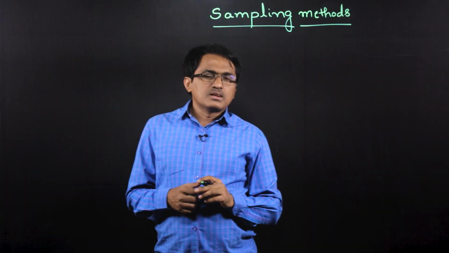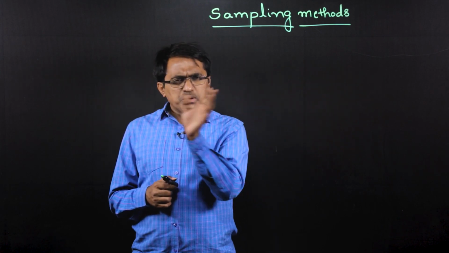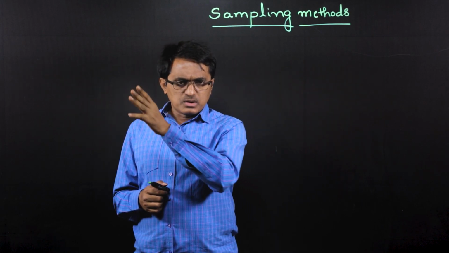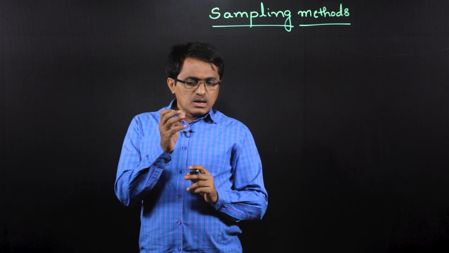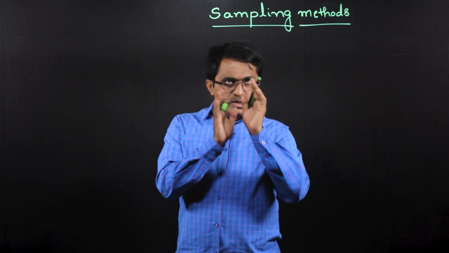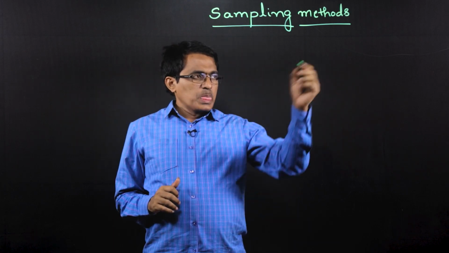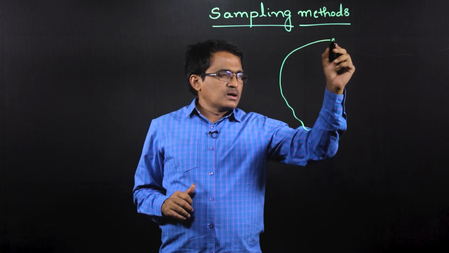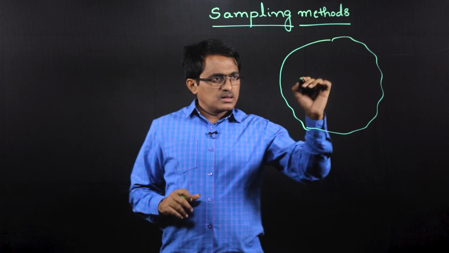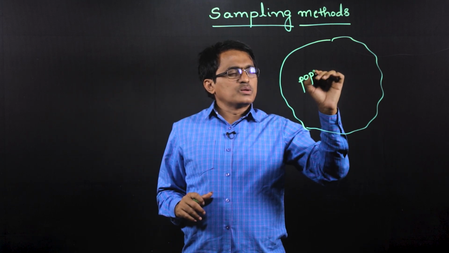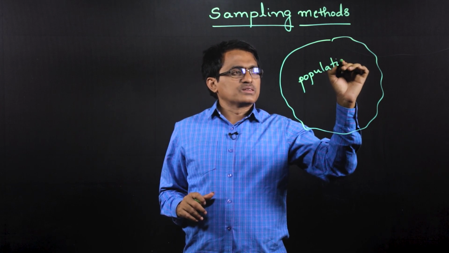So, welcome to the session on sampling methods. We'll continue the discussion we had related to sampling. Now, the important point we need to consider when we go for sampling is the population: the items or products we are going to consider, consisting of large numbers, is what we call the population.